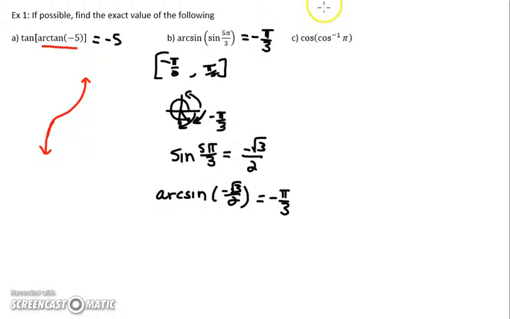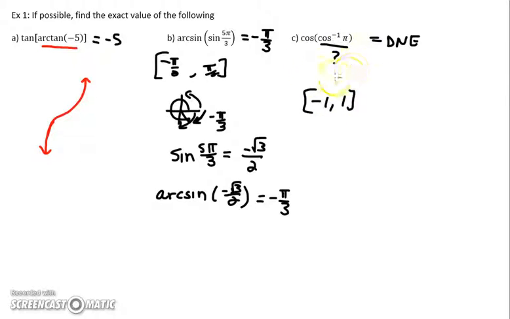For C, cosine of arc cosine of pi. So we got to think, well, is this right here possible? Is there an angle whose cosine is pi? And the answer to that is no, right? Because we think about cosine. Cosine is going to go from negative 1 to 1. Pi is bigger than 1, so this fails. So there's no angle ever that's going to have a cosine of pi. So this does not exist.